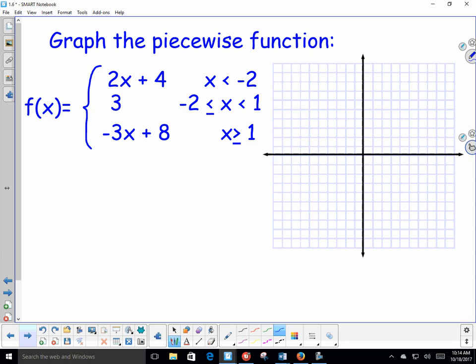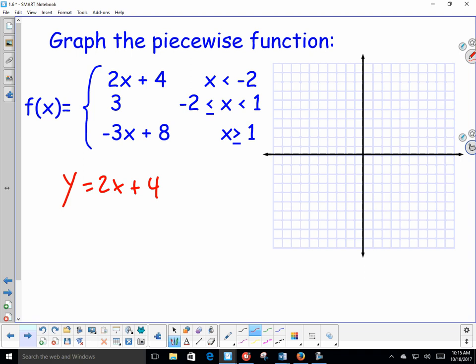All right? So we want to graph f of x equaling 2x plus 4, but only for x less than negative 2. We want to graph 3, but only for x between negative 2 and 1, including the negative 2, not including the 1. And we want to graph negative 3x plus 8, but only if x is greater than or equal to 1.